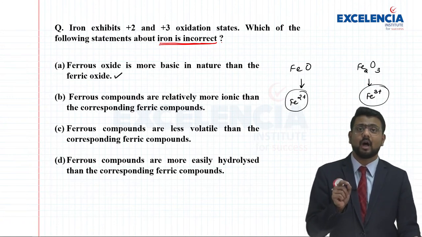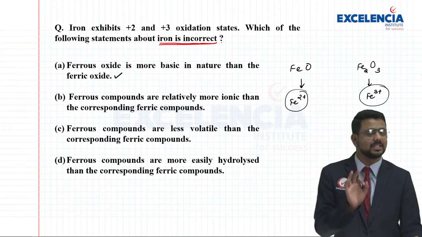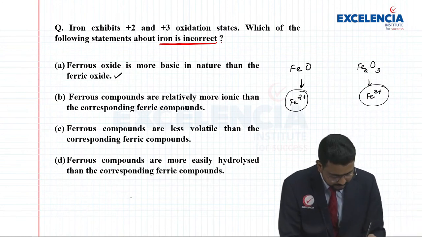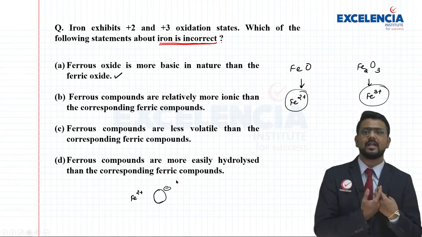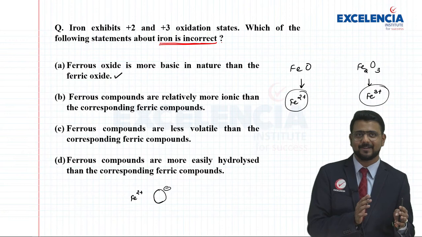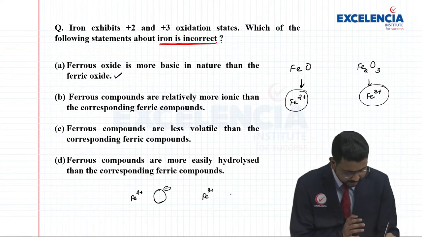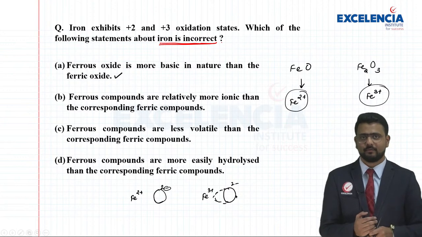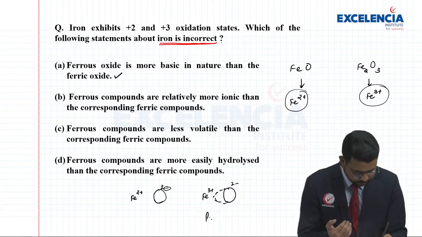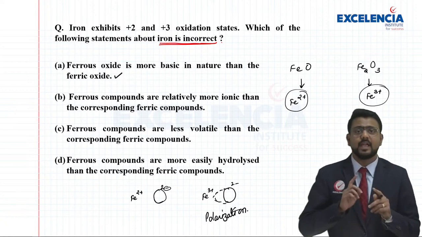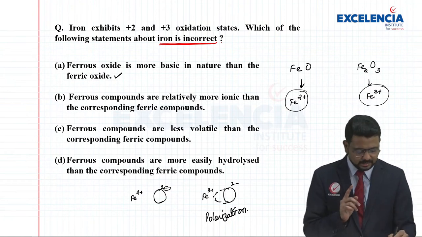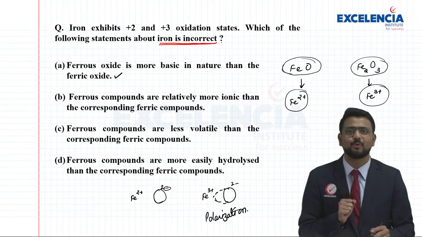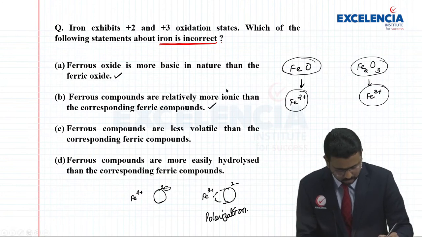Next, ferrous compounds are relatively more ionic than corresponding ferric compounds. This statement is also true. Why? Because when I consider Fe2+, because of the smaller charge, it will not be able to carry out polarization to a greater extent with the oxide ion. However, with Fe3+ ions and the oxide ions, the extent of polarization will be relatively larger. Because there is greater polarization, Fe2O3 will show a greater extent of covalent character, in other words, lesser ionic character. So we can say that FeO is more ionic compared to Fe2O3, right? So definitely this statement is also correct.